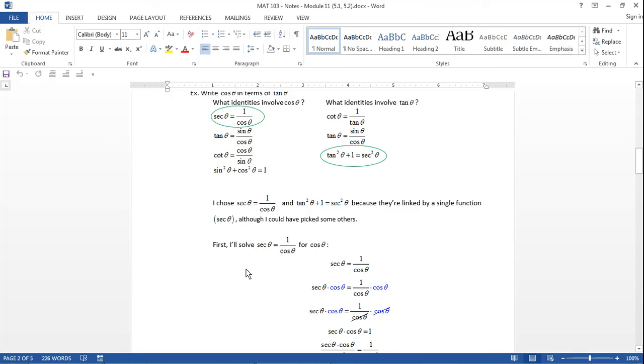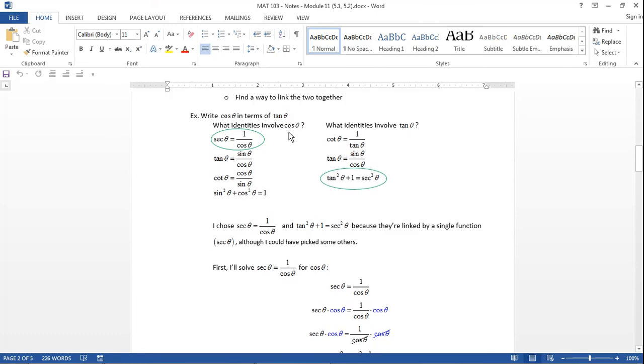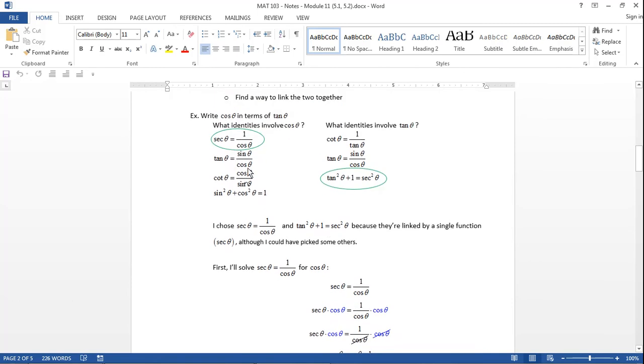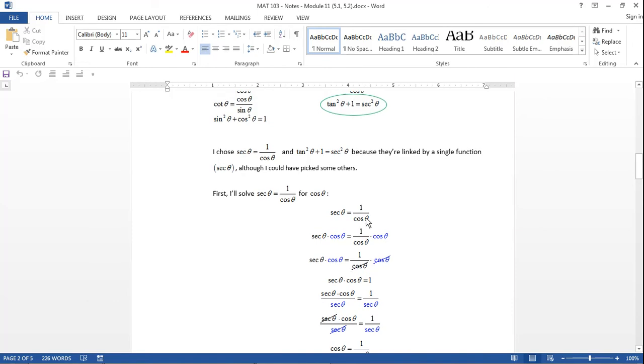Okay. So first, since I'm trying to write cosine, I want to get cosine by itself on one side of my equation, and then everything else on the other. So what I did is I solved this first identity for cosine. Hopefully you've done this enough. Early on in the semester, I told you that you need to be comfortable changing these out. If secant is equal to 1 over cosine, then cosine is equal to 1 over secant. But if you want to walk through the algebra that gets you there, I've got that written.